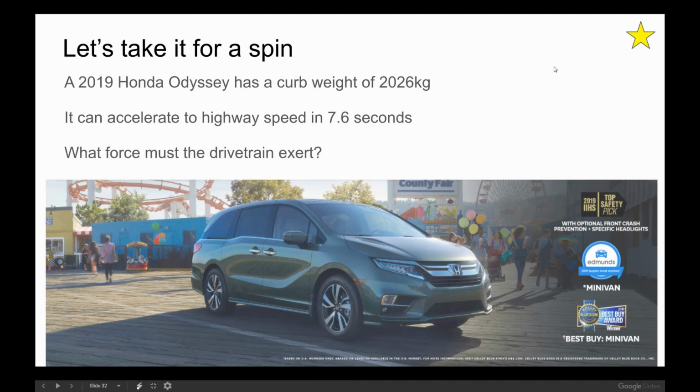Let's take an example with the 2019 Honda Odyssey, which has a curb weight of 2,026 kilograms. This vehicle can accelerate to highway speed in 7.6 seconds. What force must the drivetrain exert?